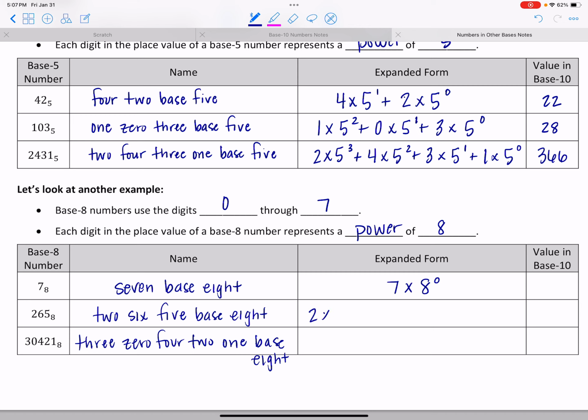265 would be 2 times a power of 8, plus 6 times a power of 8, plus 5 times a power of 8. Again, the powers of 8 will start at 0 and increase by 1. And then 30421: 3 times a power of 8, added to 0 times a power of 8, and then 4 times a power of 8, and then 2 times a power of 8, and I didn't make enough space, so I'm going to add on 1 times a power of 8, and then we start at 0 and work our way up with those powers, and so those are our expanded forms.